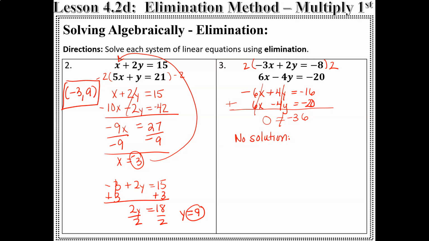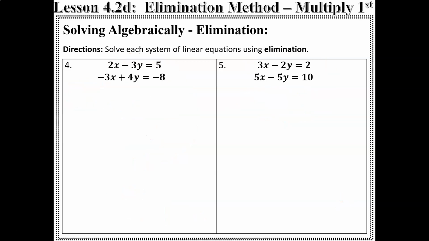All right, moving on. Number 4. This gets a little tougher because we're going to have to multiply both equations to get where we want to go, because there's nothing that I can do to one of them to cancel out. So I'm going to multiply this one by 3 and this one by 2, so I can have 6x's and cancel them out.